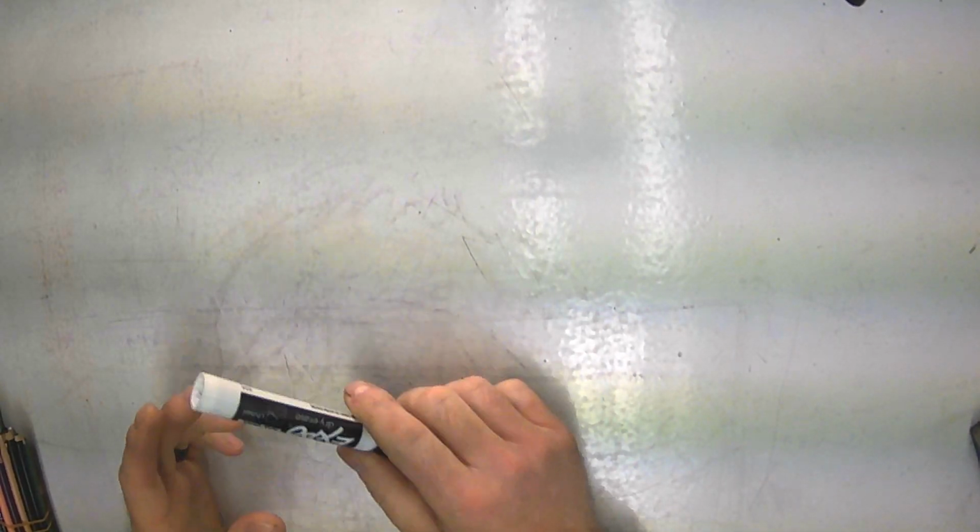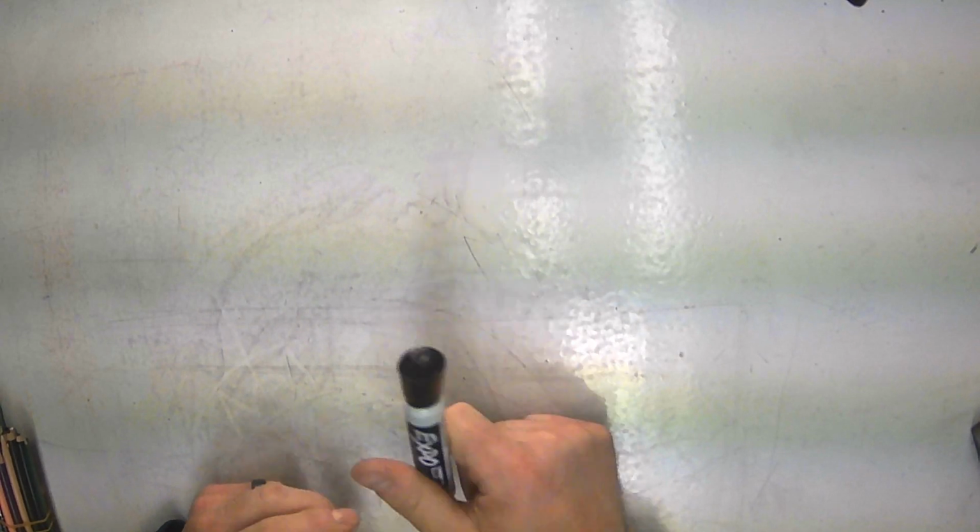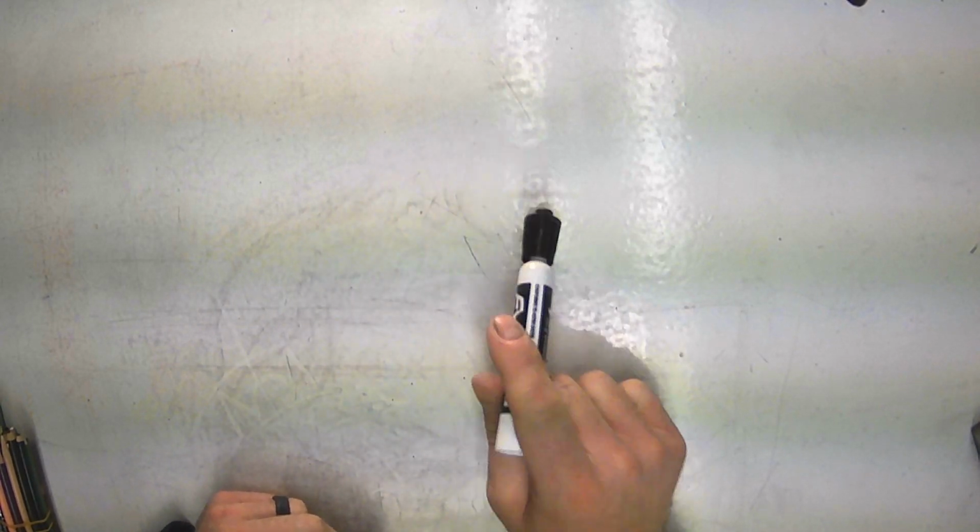Hello, fifth graders. What we're going to do now is show you the process for our new project called Comic Strip. So we're going to start by building some characters. And I'm going to show you the ways in which you do that.